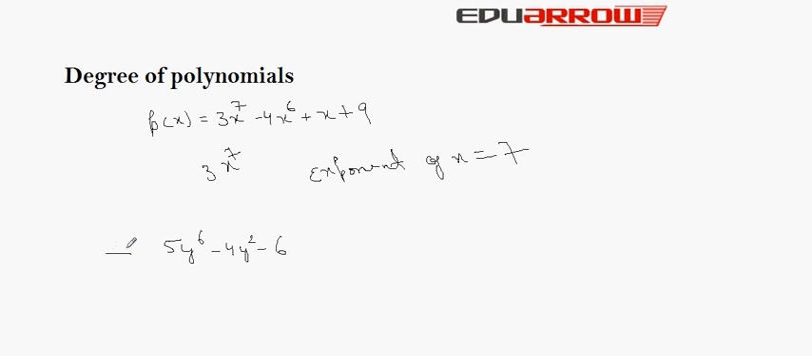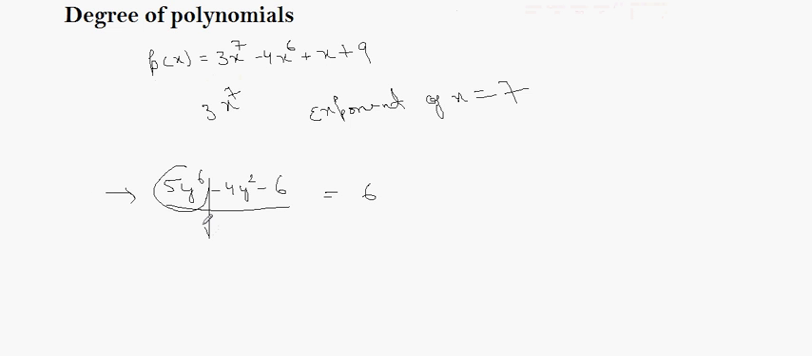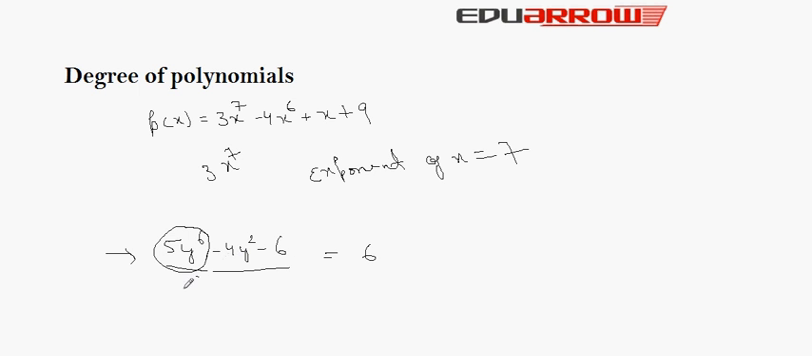Now, let us take another polynomial, that is 5y to the power 6 minus 4y to the power 2 minus 6. Here, the degree of the polynomial is 6 because the term with the highest exponent is 5y to the power 6 and the exponent of y in this term is 6. So, we write here degree is 6.